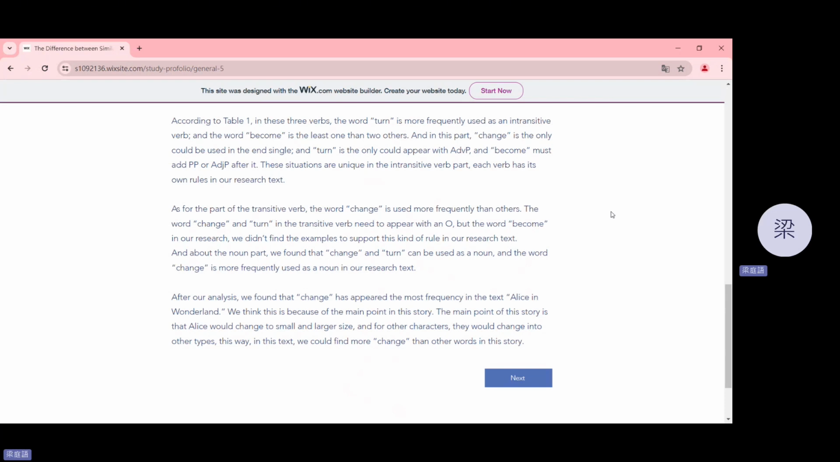Alice in Wonderland. We think this is because of the main point in this story. The main point of this story is that Alice would change to smaller and larger sizes. And for other characters, they would change into other types. This way, in this text, we could find more change than other words in this story.